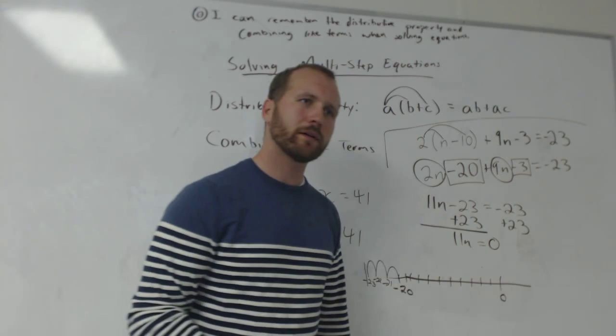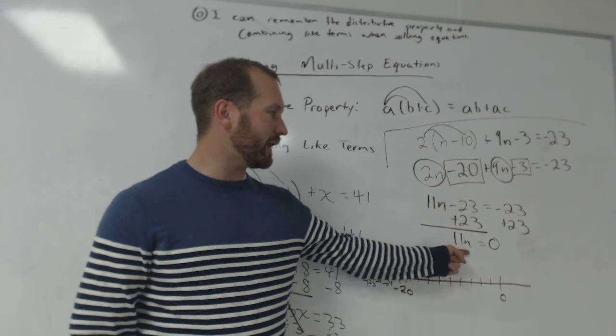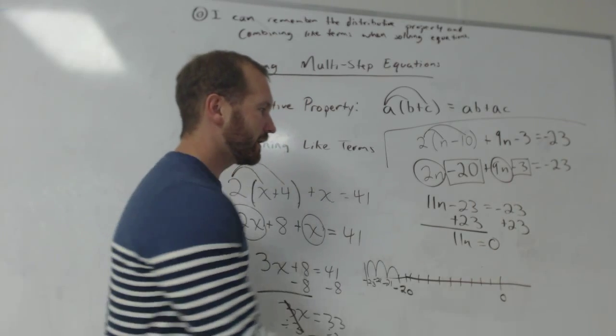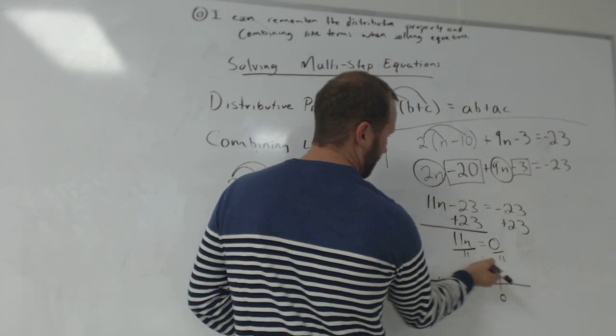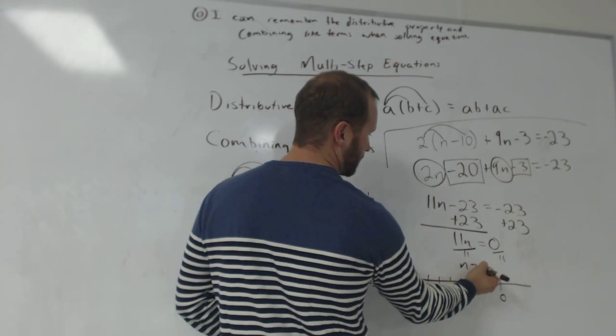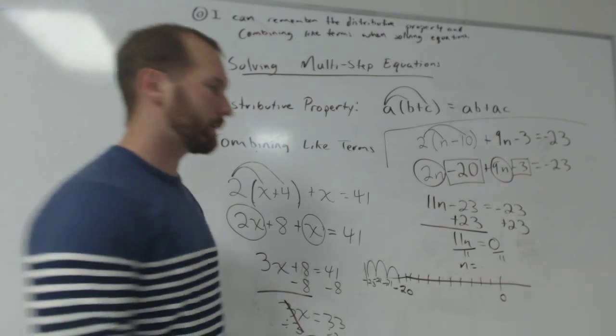So 11n equals 0. What do I want to divide by here? I have 11n equals 0. Divide by 11. Divide both sides by 11. So n equals, what is 0 divided by 11? 0, because anything times or divided by 0 is 0.